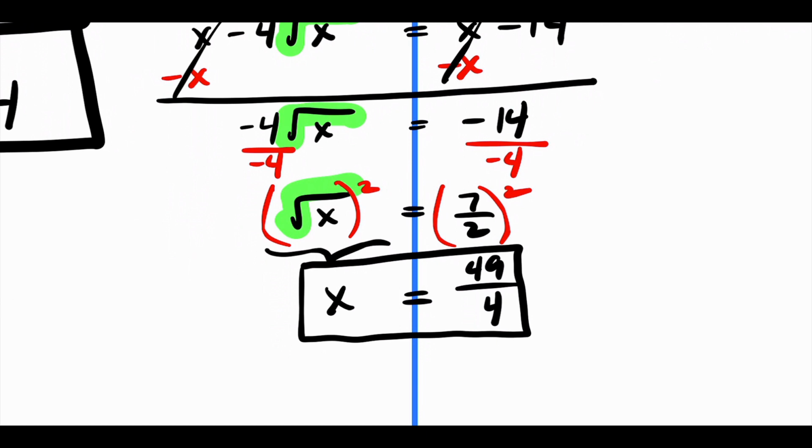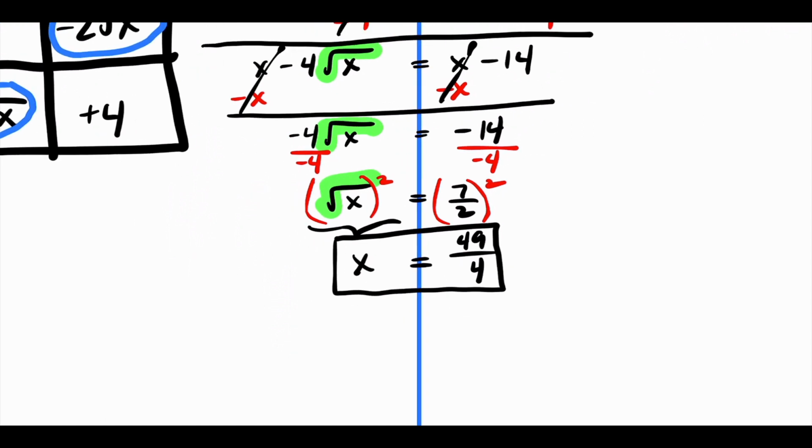But I got to do step 4 now. So I really did step 2 and 3 together. Square and solve at the same time. So step 4. Step 4 is check that answer. Now, that answer is kind of ugly.